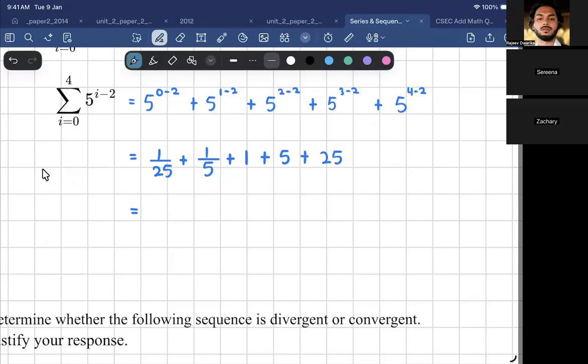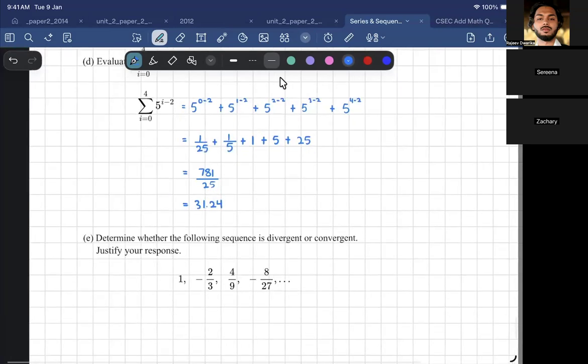Serena, you get your answer? I get 781 over 25. All right, Zachary, what did you get? I get the same answer as Serena. Okay, bet. Let me just verify that. Right, and that is 31.24, yeah? So you can write your answer as 781 all over 25, or you could write it as 31.24.